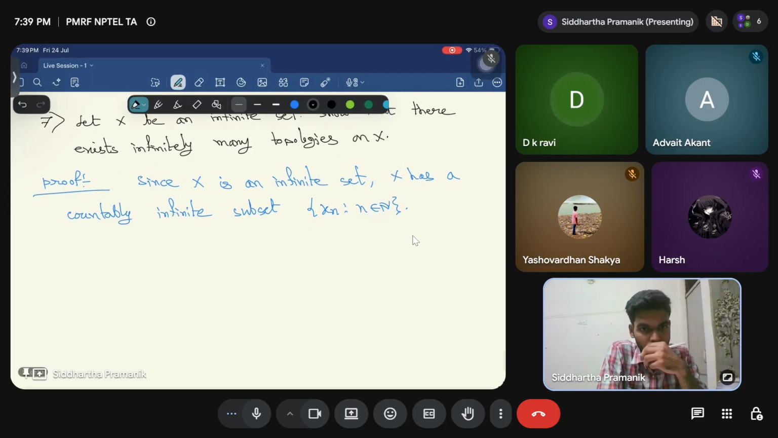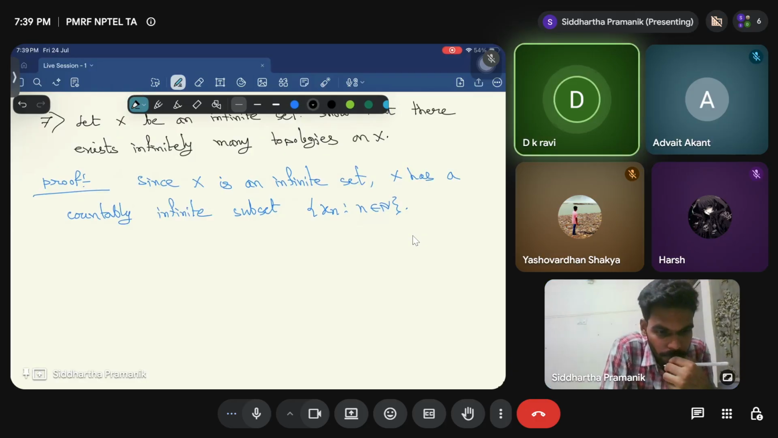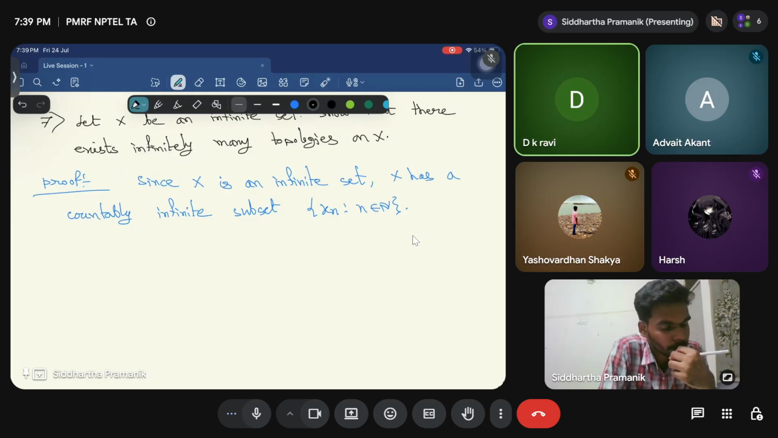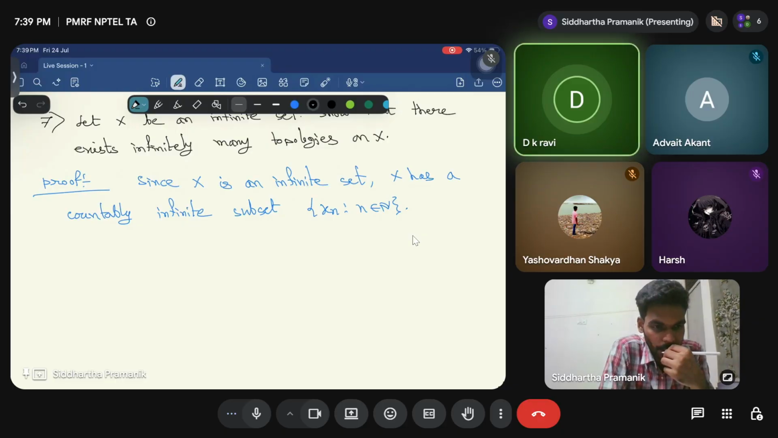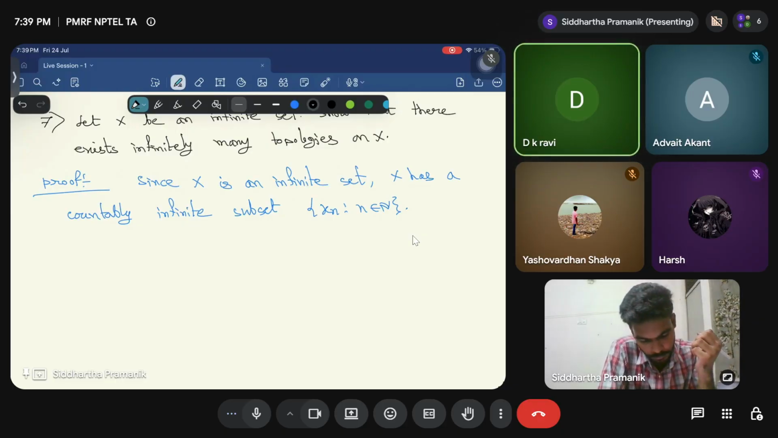Sir, he is saying every open ball is an open set, since there are infinitely many open balls. No, but I'm talking about the topology, not the open sets. Sir, since the set is countably infinite, the cardinality is aleph naught. The power set will be 2 to the power aleph naught. It will be C, the continuum.